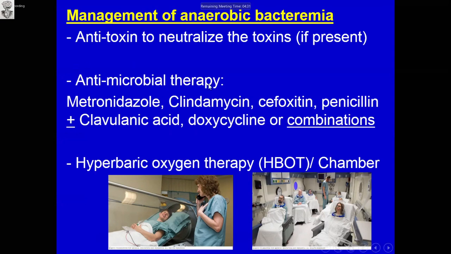Antimicrobial therapy. Antibiotics effective against anaerobic bacteria include metronidazole, clindamycin, cefoxitin, and penicillin plus clavulanic acid. Clavulanic acid protects the penicillin from destruction by beta lactamase enzymes. Doxycycline can also be used, or you can use combinations of these drugs, for example metronidazole and doxycycline, or metronidazole and penicillins, and so forth.